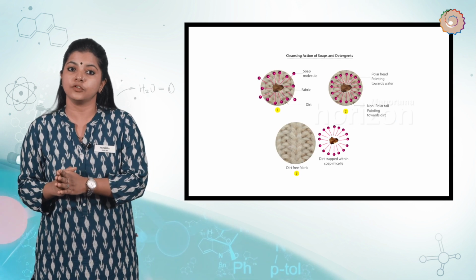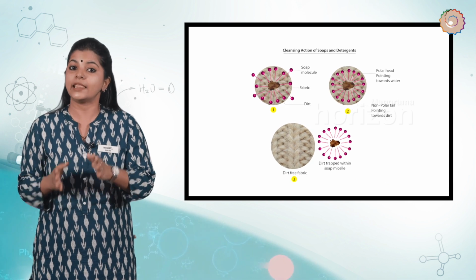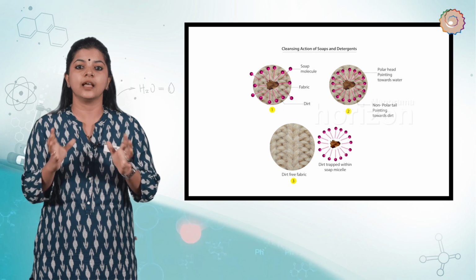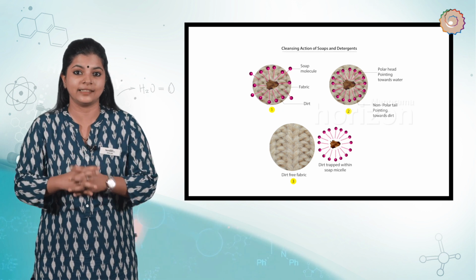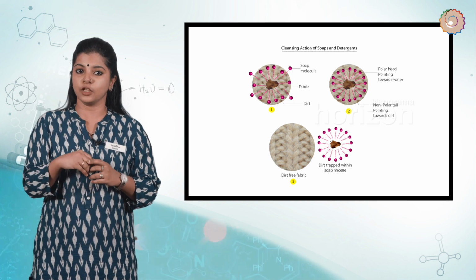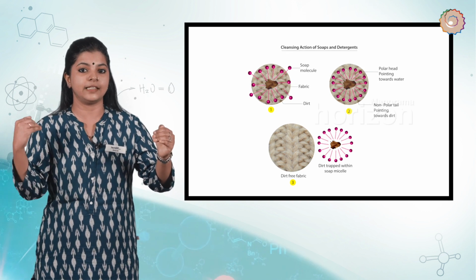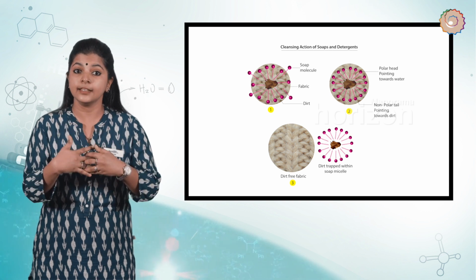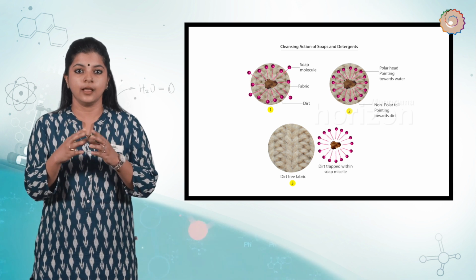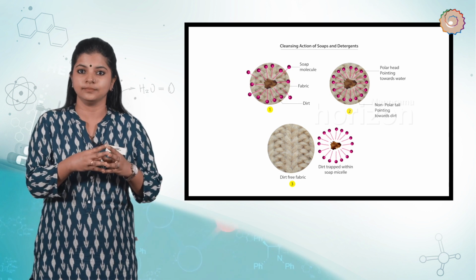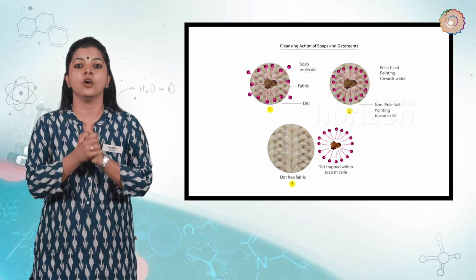The ionic end of the soap dissolves in water while the carbon chain dissolves in oil. The soap molecules thus form structures called micelles, where one end of the molecule is towards the oil droplet while the ionic end faces outside. This forms an emulsion in water, and the soap micelle thus helps in dissolving the dirt in water, and thereby we can wash our clothes clean.